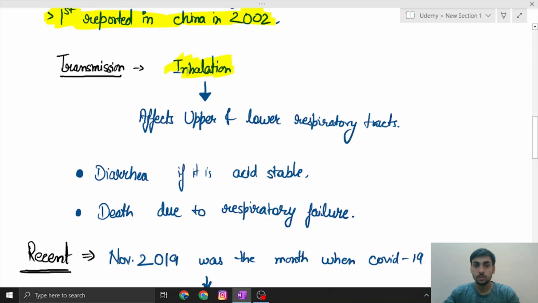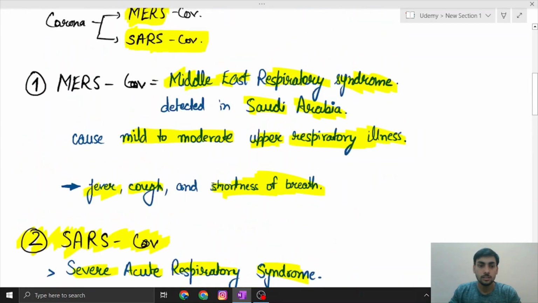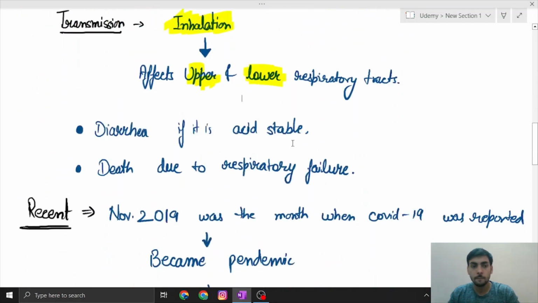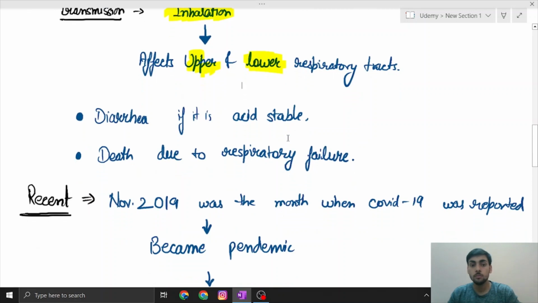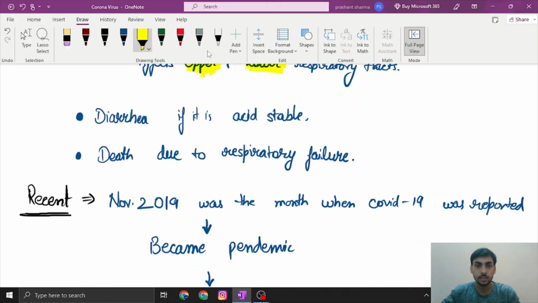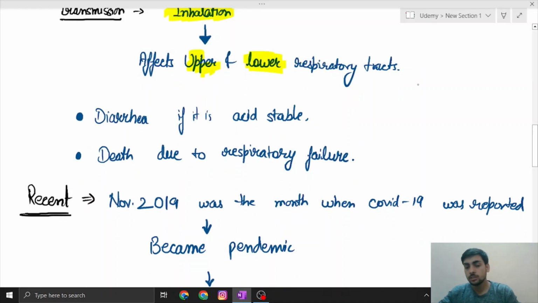First of all, you have to remember this. You can say this is an airborne type of infection which affects our upper and lower respiratory tract. See, this MERS only affects our upper respiratory, but this SARS can affect both upper and lower respiratory. Why is it so?